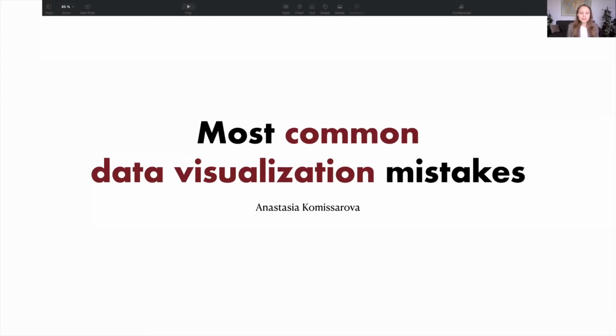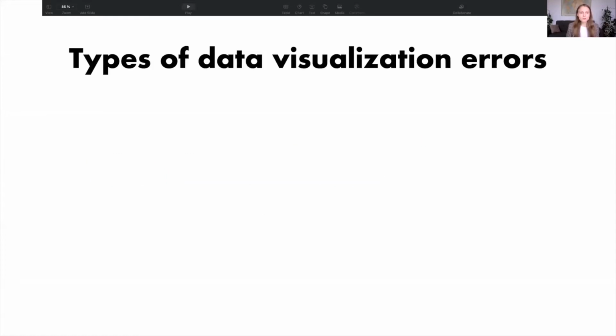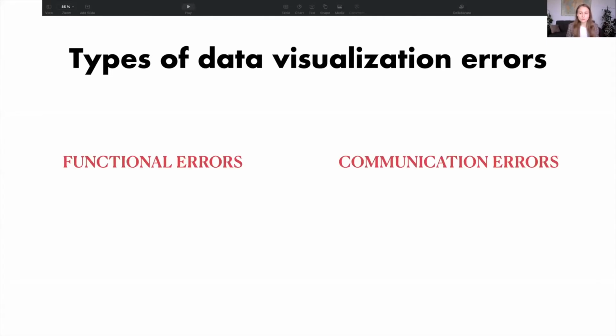So today I'd love to talk about the most common and probably most dangerous data visualization mistakes. I grouped my errors, my mistakes, into two main categories: functional errors and communication errors. Functional errors are the worst because they represent information in a misleading way. They make it impossible or very hard to get a fair insight.